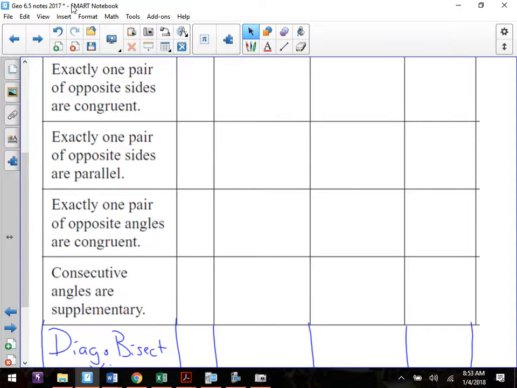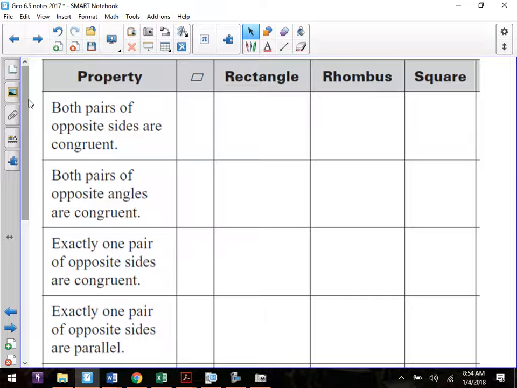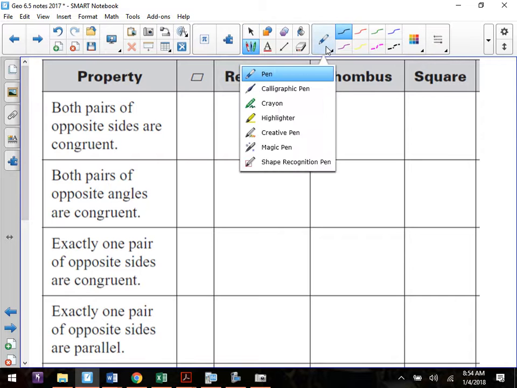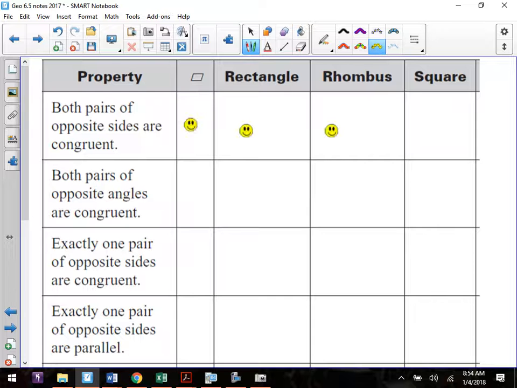All right. Real quick here, I'm thinking, oh, this is a great idea. Let's go through this whole chart, and then realize there's two on here that we haven't talked about. So let's just talk about it real quick. What has both pairs of opposite sides congruent? All of them. Both pairs of opposite angles are congruent. All of them. Exactly one pair of opposite sides are congruent. Exactly one pair of opposite sides are parallel.